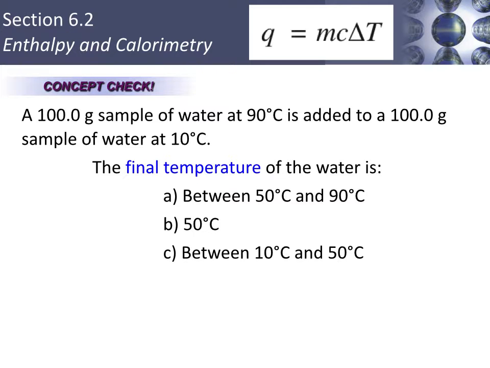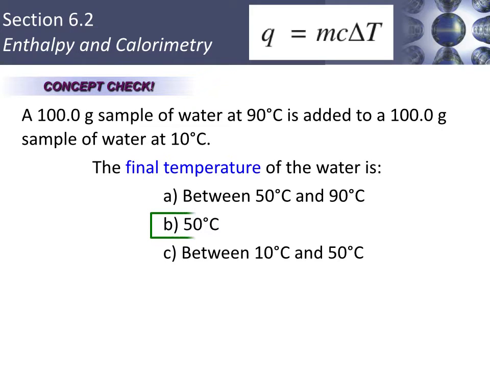So, keeping that equation in mind, let's try a problem. You have a 100 gram sample of water at 90 degrees Celsius added to a 100 gram sample of water at 10 degrees Celsius. So what this is saying is you have two different samples of water at two different temperatures. What will the final temperature of the water be? Will it be between 50 and 90 degrees Celsius? Will it be 50 degrees Celsius? Or will it be between 10 and 50 degrees Celsius?